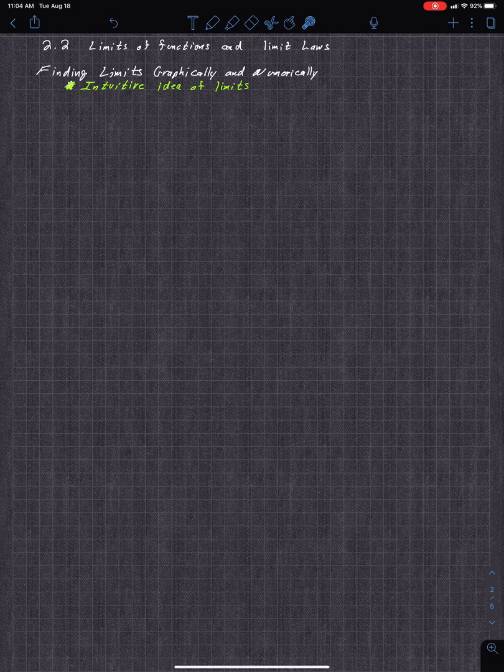So in this one I want to get across what we mean by a limit, and show what it looks like graphically, and I'll show you a numerical example of just basically substituting or plugging in numbers. Okay, so go ahead and write all that down: finding limits graphically and numerically, and that this is more of the intuitive idea of limits.